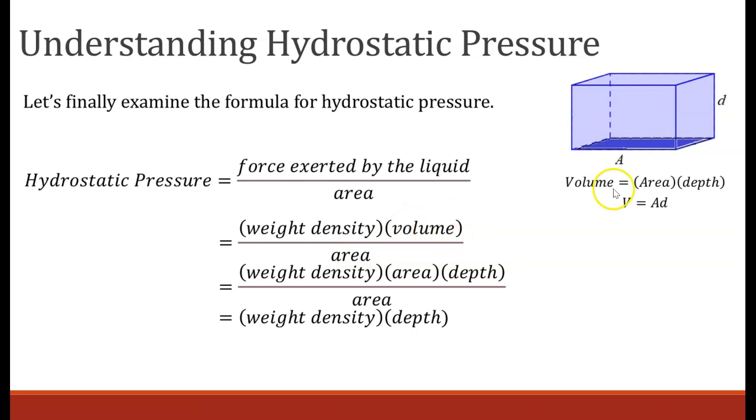Well, we said that the volume of that column of water was equal to the area times the depth. So volume is equal to area times depth. Well, notice that area over area is just 1, and so it cancels and leaves us with the idea that hydrostatic pressure is equal to the weight density of the liquid times the depth.